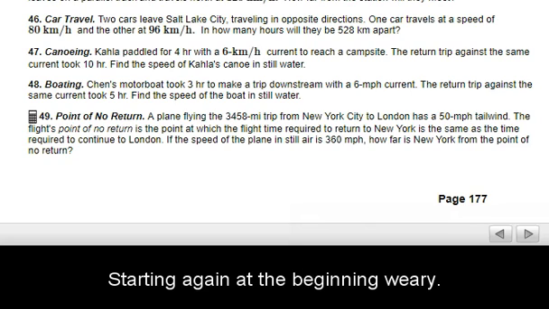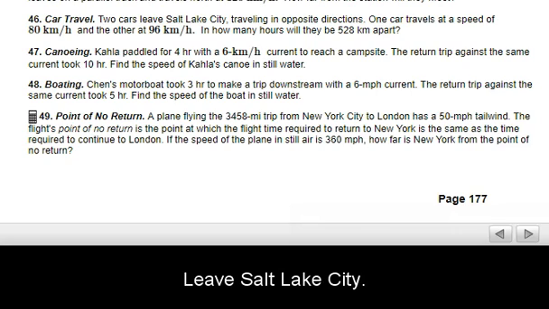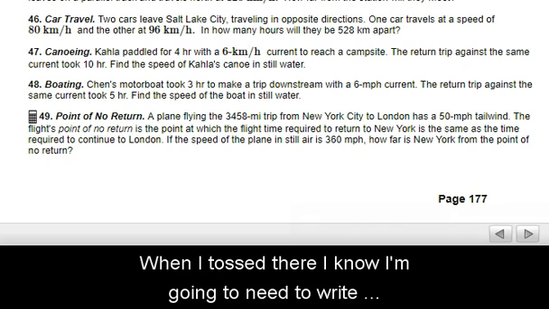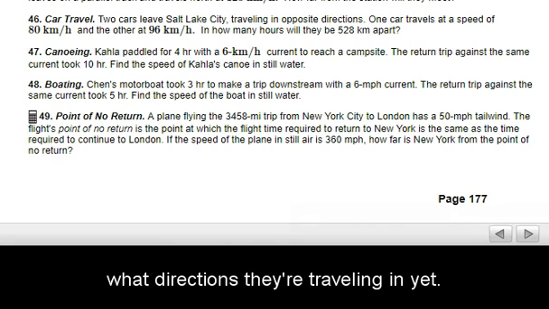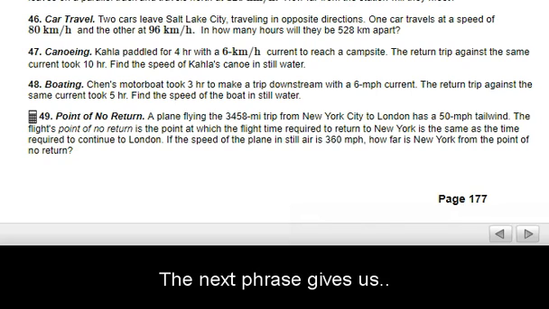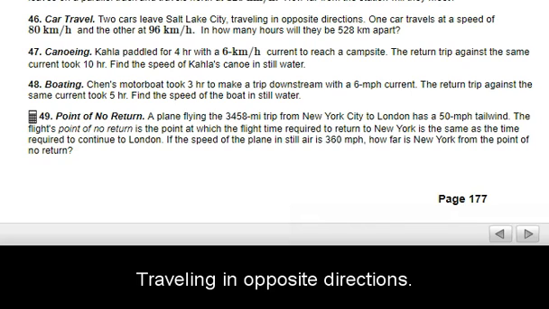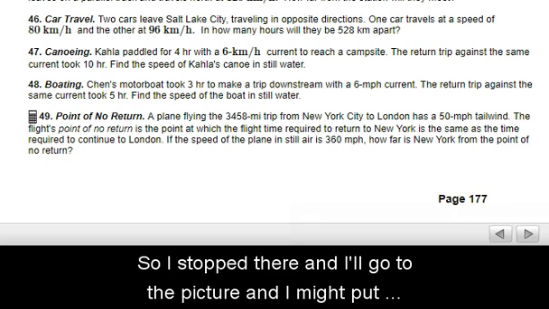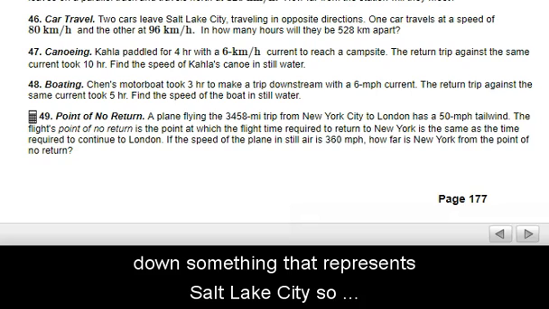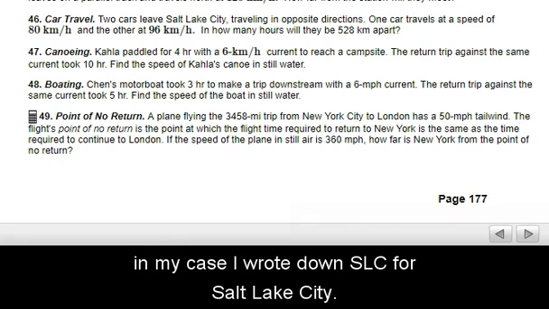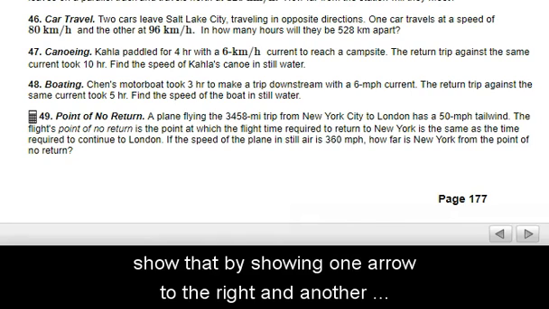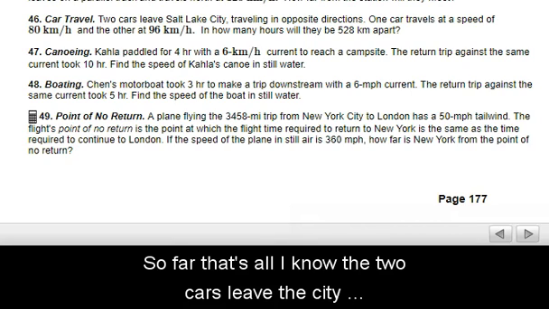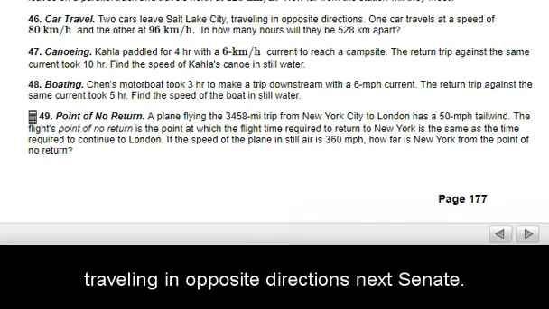Starting again at the beginning, we read, 2 cars leave Salt Lake City. When I pause there, I know I'm going to need to write down something to represent the 2 cars, but I don't know what directions they're traveling in yet. The next phrase gives us that, traveling in opposite directions. So I stop there and I'll go to the picture and I might put down something that represents Salt Lake City. So in my case, I wrote down SLC for Salt Lake City. If the cars are traveling in opposite directions, then I can show that by showing one arrow to the right and another arrow to the left. So far, that's all I know. The 2 cars leave the city traveling in opposite directions.